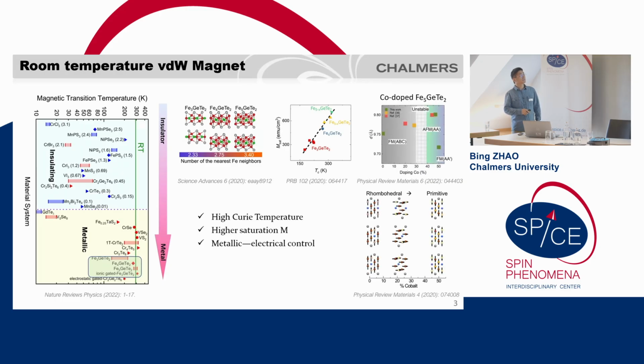Another thing is that you can replace some iron with cobalt. By tuning this cobalt doping level, you have ferromagnets, antiferromagnets, and even some spin textures. It shows different structures, of course. So these have very good tunability of the anisotropy, and can even further enhance the Curie temperature and tune different magnetic orders, ferromagnetic and antiferromagnetic.